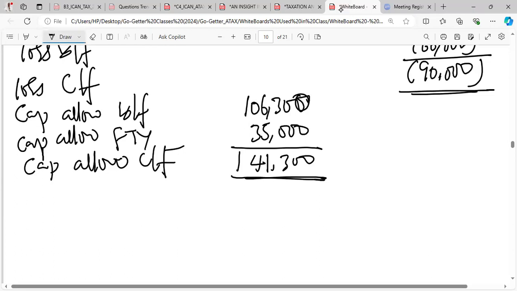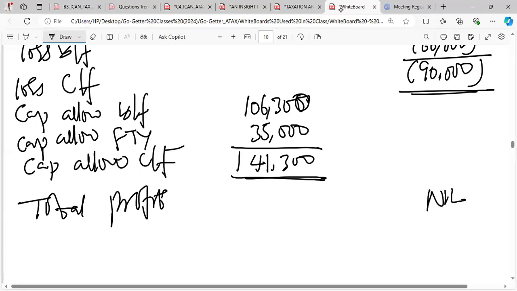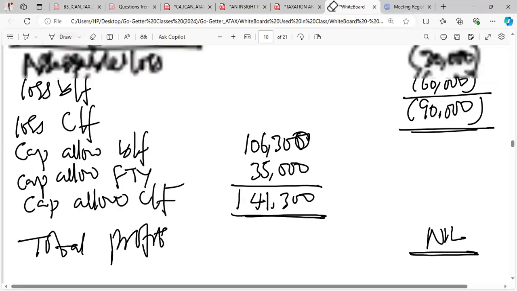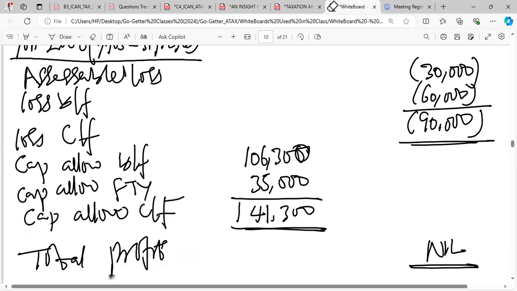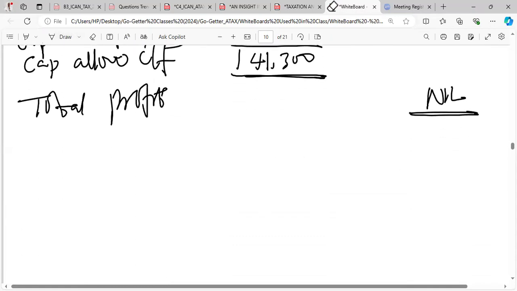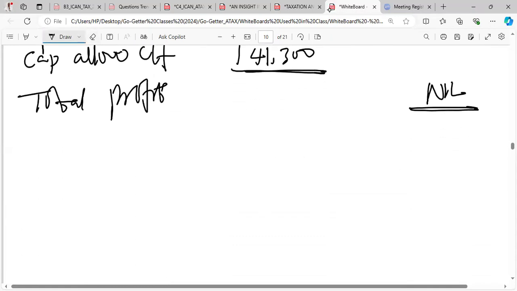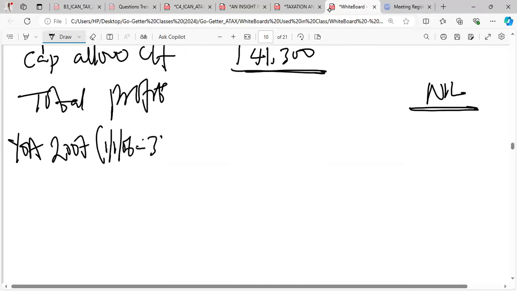Then our total profit is going to be nil. Most of the loss relief questions, you'll be seeing a lot of nil. Then we are going to do 2007 now. Year of assessment 2007, January 1, 2006 to 31st December 2006.